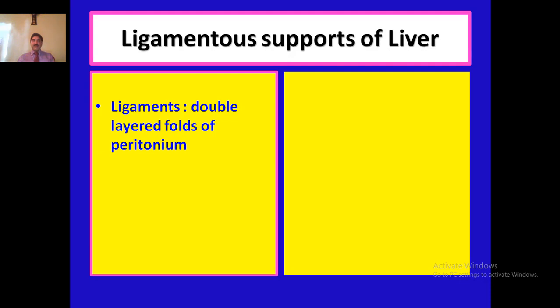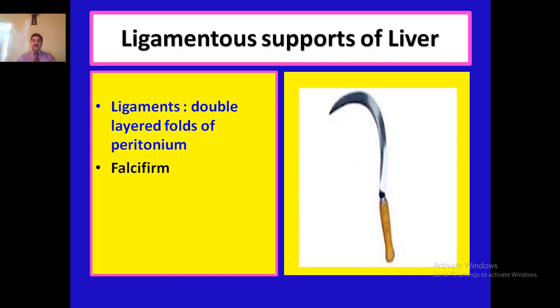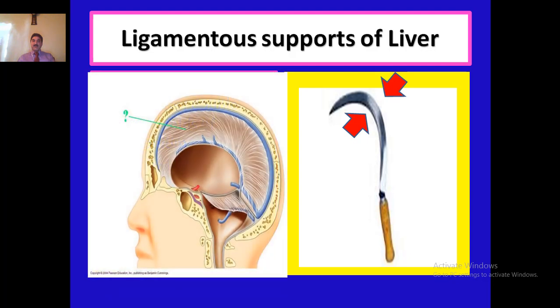Ligamentous supports of the liver. A ligament, as already said, is a double-layered fold of peritoneum. The falciform ligament is a sickle-shaped fold of peritoneum. It has two margins or borders: a fixed margin, attached to the anterior abdominal wall, and a free margin.